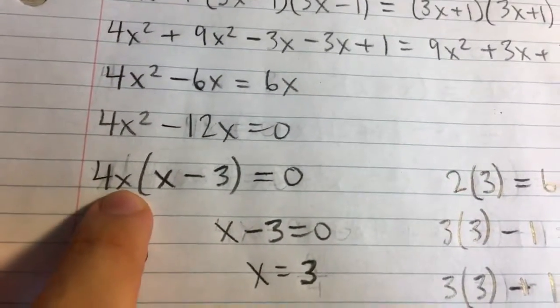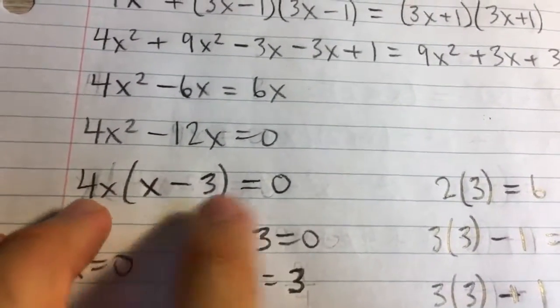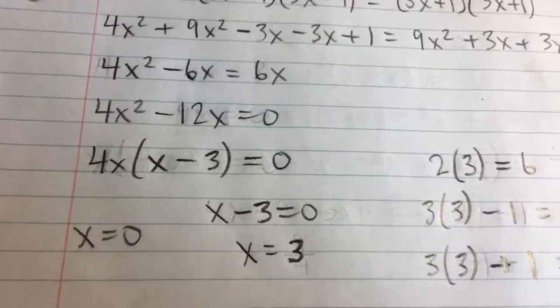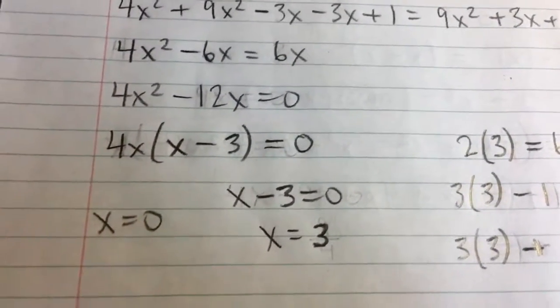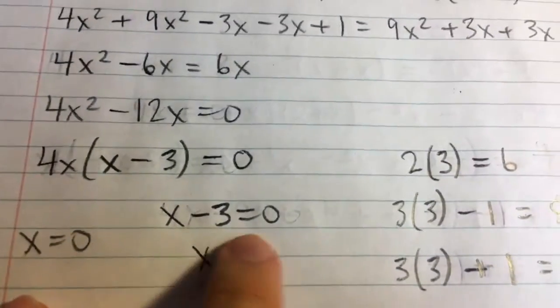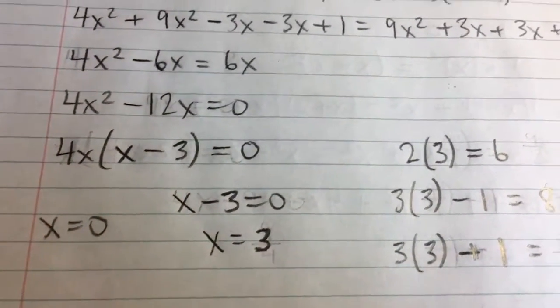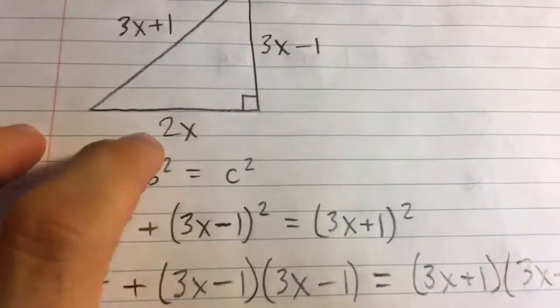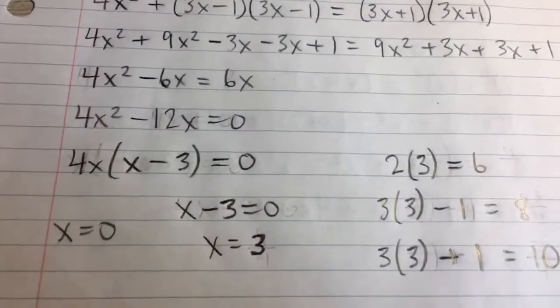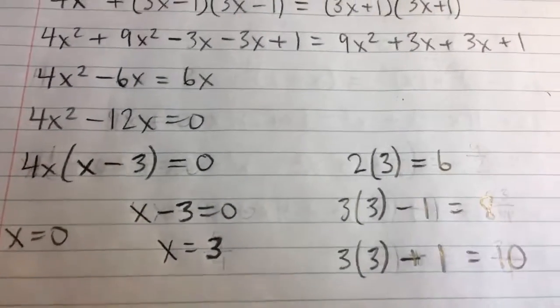And so now we have two things multiplied by each other equal to 0. And so we can set each of those individual terms equal to 0. And so 4x equals 0, or x equals 0. And then x minus 3 equals 0, so x equals 3. But of course, x can't be 0 in this case because then this side length would be 0. And obviously the length of a triangle side can't be 0. And so we're going to choose x equals 3.